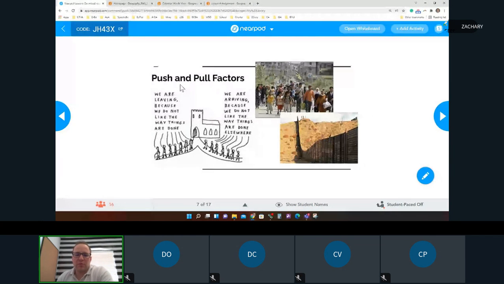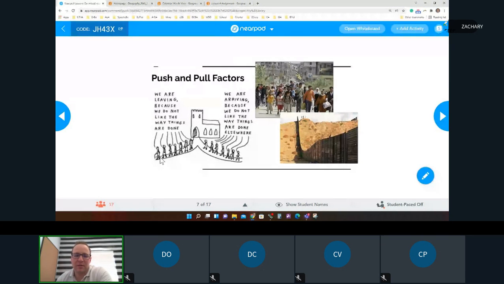Okay, so there's something that we call push and pull factors. Okay, we have a little political cartoon right here that we want to go over. And you have the nice castle that's sitting here, and it says, "We are leaving because we do not like the way things are done." Okay, now you've probably heard this before. You know, some person has told you why they don't like a certain area or they don't want to live in another place. Okay.